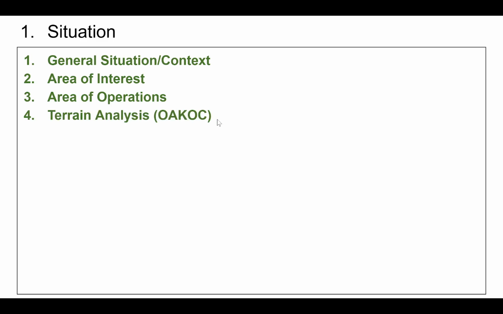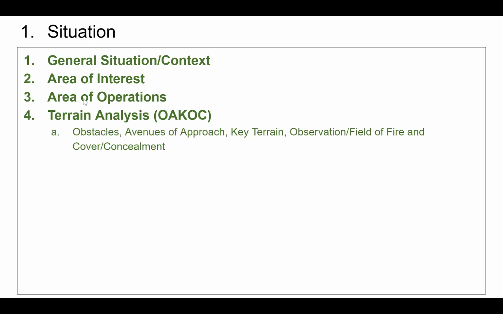We use the OPORD format. There's 5 different sections of terrain analysis. There's obstacles, avenues of approach, key terrain, observation, fields of fire, and cover and concealment. So that is broken down into the acronym OPORD.